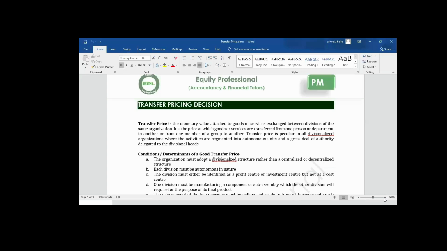All right. Conditions for transfer price. Breaking, please.